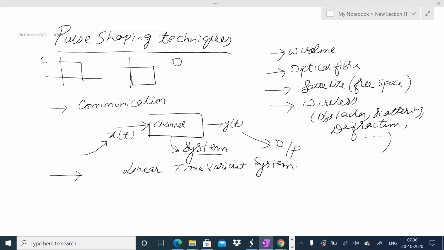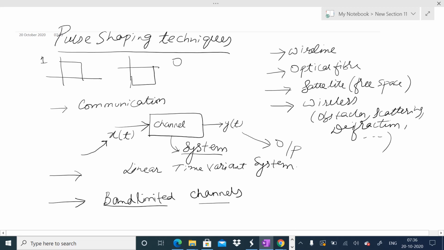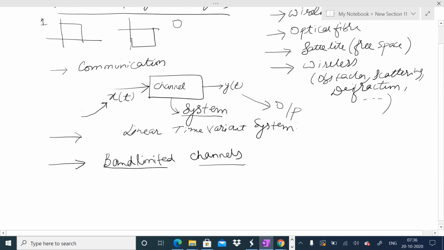Similarly, when it comes to satellite communication, the channel and bandwidth requirements are different. In a nutshell, most practical channels are band limited. So we have band limited channels. How can we represent those band limited channels ideally?